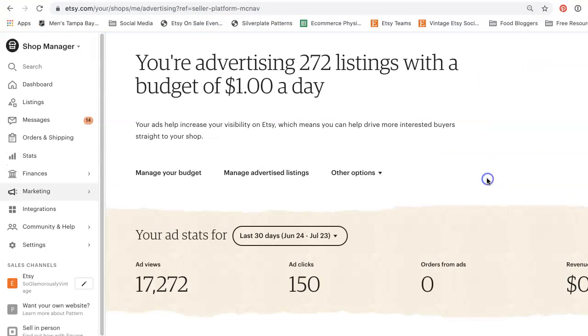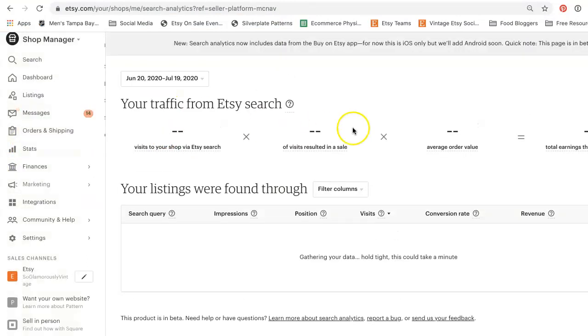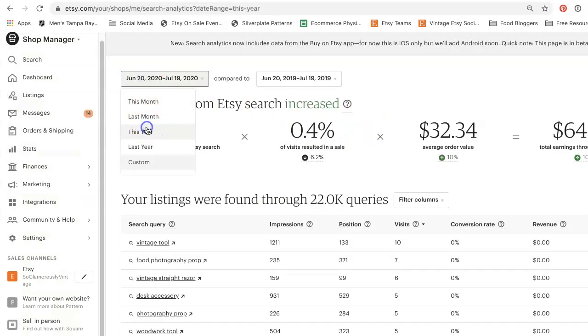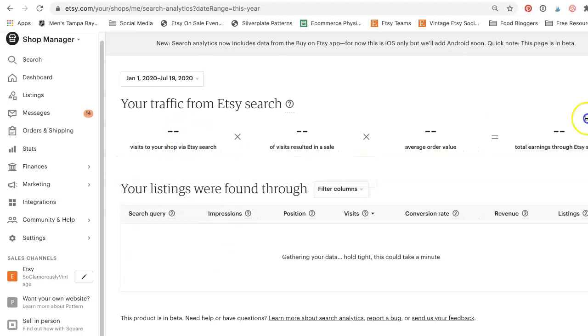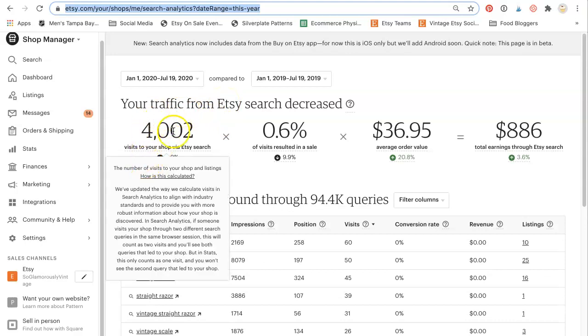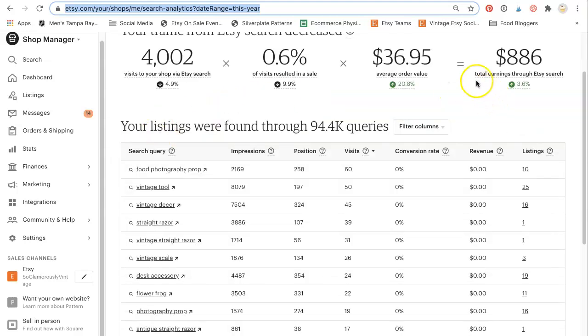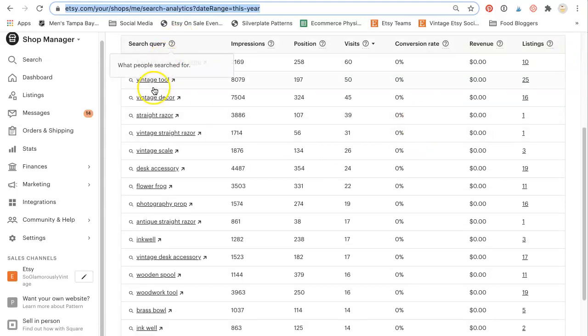That's my first page. Let's go look at my other shop. I'm going to do this year. It's thinking, thinking, thinking. Is it thinking? Okay. So I got 4,000 visits. I made $800. Food photography prop, vintage tool. Yeah, I sell a lot of vintage tools. That works really well for me.